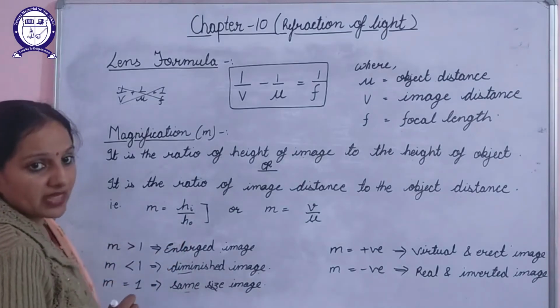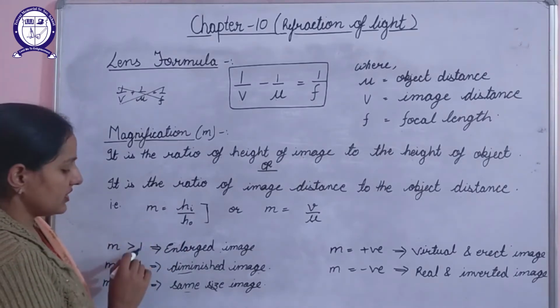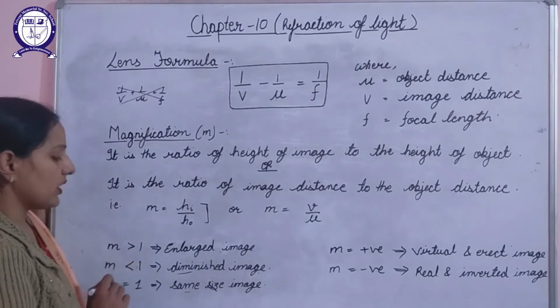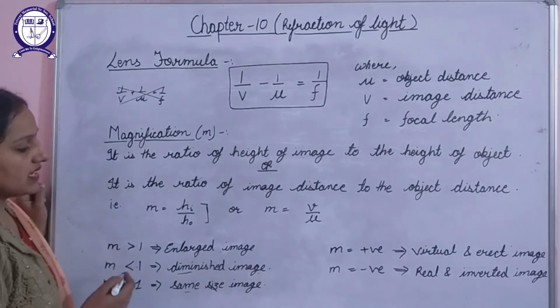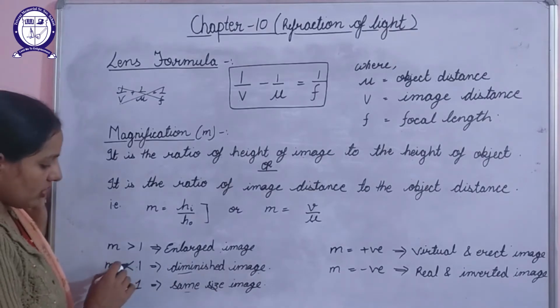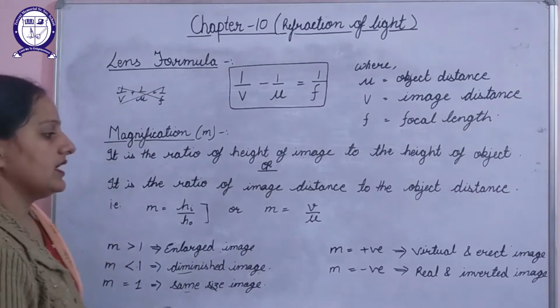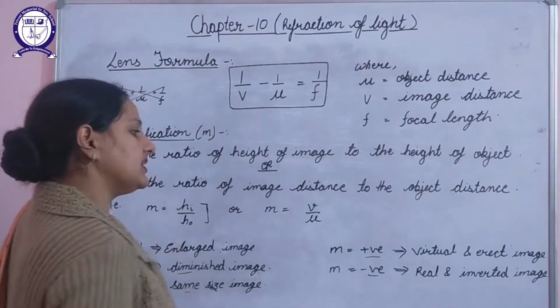If we talk about a convex lens, for a convex lens magnification could be greater than 1, less than 1, or equal to 1. But for a concave lens, magnification will always be less than 1 because it always forms diminished size images. Also, the sign of magnification can be positive or negative.